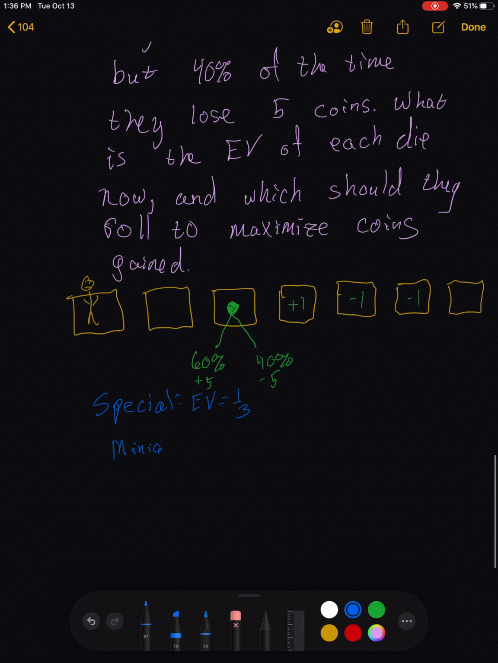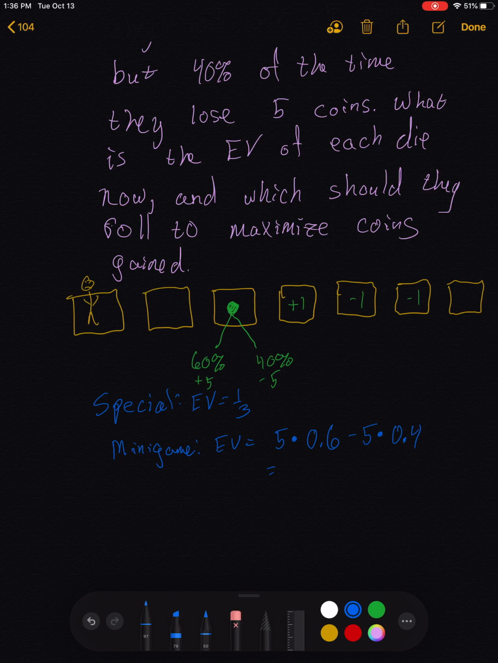So the minigame has an expected value of gaining 5 coins, so positive 5, 60% of the time. So that's times, here, let me write this a little bit neater, so times 0.6 for 60%. And then losing 5 coins 40% of the time. So negative 5 times 0.4. So again, this is sort of an expected value inside of an expected value. What is the expected value just if we roll a 2? So the expected value of the minigame. Then we will plug that in to our big expected value calculation.